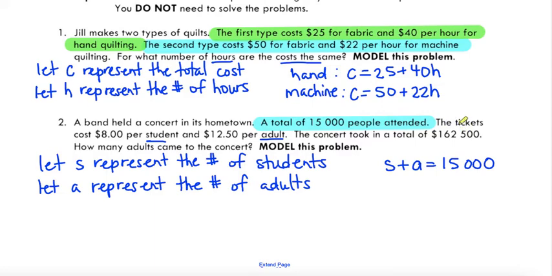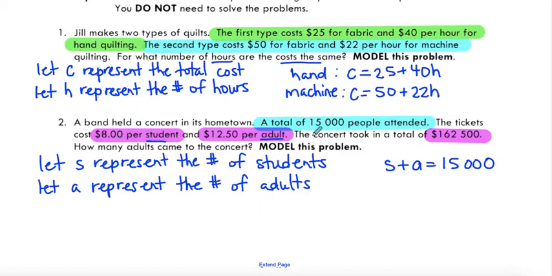Now we have to come up with an equation that represents the total cost. So it says the tickets cost $8 per student and $12.50 per adult, and they make a total of $162,500. So I'm going to come up with an equation that represents the cost now. I have an equation for the number of people. Now I need an equation for the total cost.